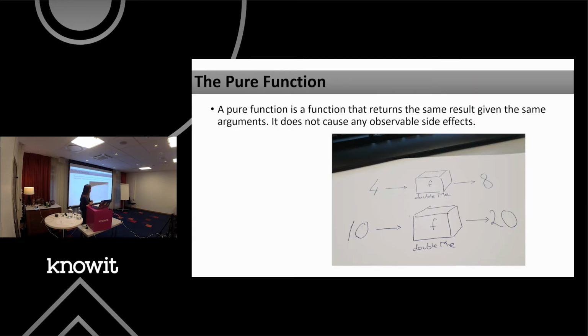In functional programming, we use pure functions. We should have pure functions. A pure function is a function that returns the same result given the same arguments, and it should not cause any observable side effects. In my drawing, I would assume that in that box there are no side effects, like writing to a console or to a database or to a file. It is impossible, in my opinion, to completely eliminate side effects, but in functional programming we should aim to reduce them as much as possible.